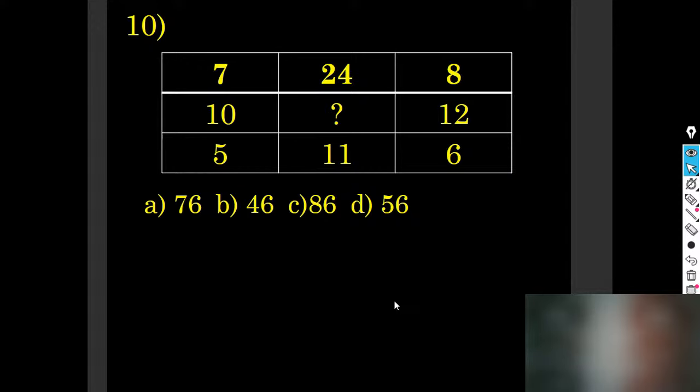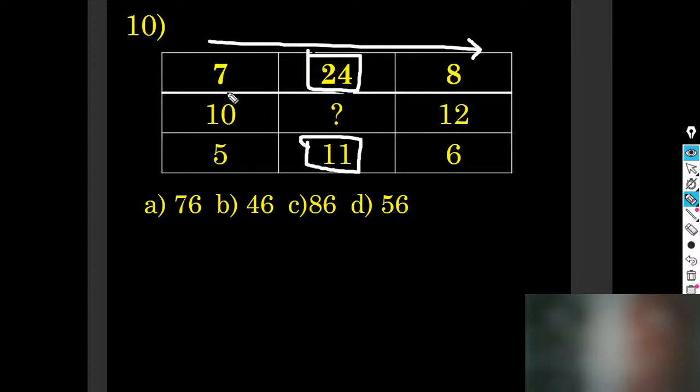Okay, next question. If you observe, we have 24 in the middle, which is the largest number. We have 11 also in the same column. And if you check, the options are also greater than 10 and 12. So it indicates that you should be solving this row wise. So 7, 24, and 8. Next, 10, question mark, and 12. 5, 11, and 6.